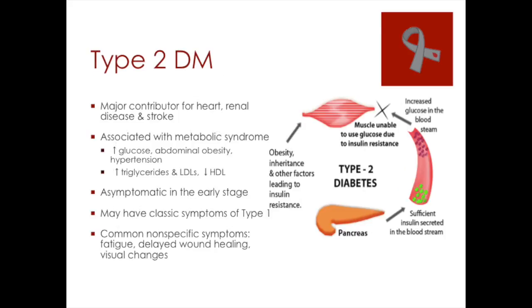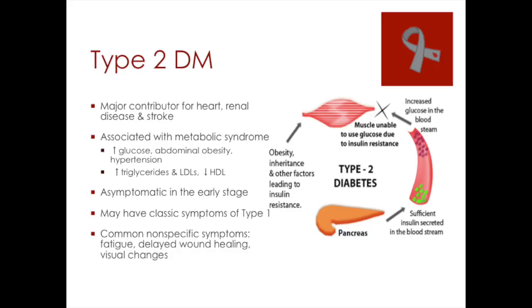Type 2 diabetes is a major contributor for heart and renal disease, stroke, and family history. It is more associated with metabolic syndrome, so we see more elevated glucose, obesity, mostly abdominal obesity, hypertension, elevated triglycerides, low density lipoproteins, and decreased high density lipoproteins.